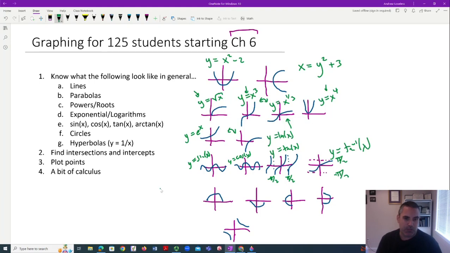And then finally circles. So let's take a circle, I don't know, I'll make it radius 4. And usually we want to make it a function. So sometimes we want the upper semicircle, which would be the square root of 4 minus x squared.